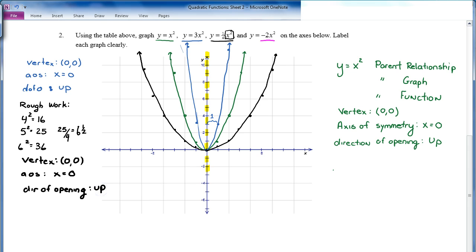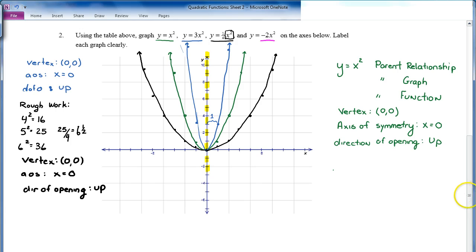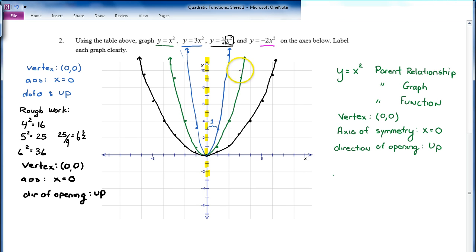Okay. So again, the last one we're going to make pink. I'm going to go totally off my parent graph, which is y equals x squared. So I'm going to take each of the y values and multiply them by -2. At x equals 0, y is 0, so times -2 is still 0. At x equals 1, y is 1, and we multiply that by -2, so that's going to go to 2 and then down to -2.